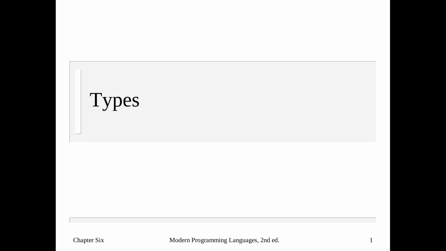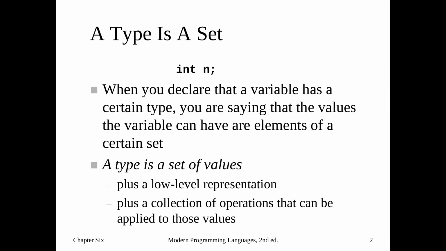All right, this is Computer Science 305, Programming Languages. Today we're going to be talking about types. So a type is a set, right? Whenever we declare a variable that has a certain type, what we are saying is that the values the variable can have are elements of a certain set, right?